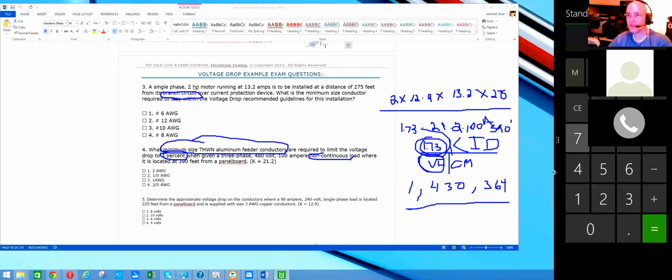Again, on the table, we just look it up, but it's 14.4 there. If you do the manual calculation and then divide that number into the 1,430,364. Okay. I'm going to do that real quick.